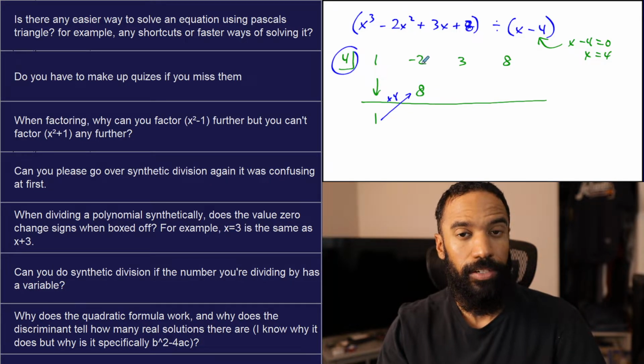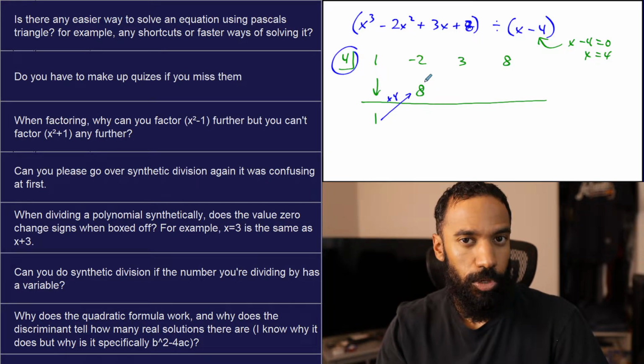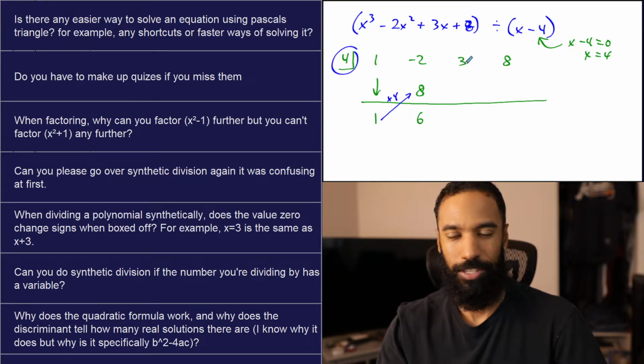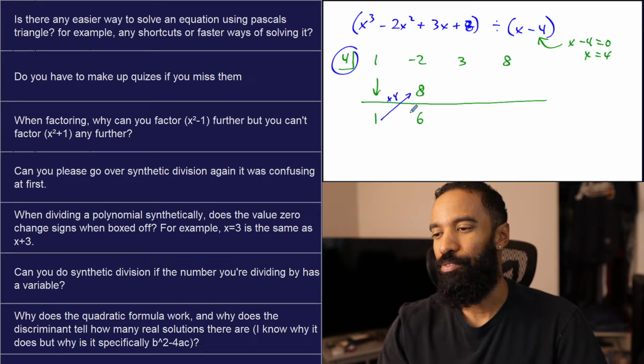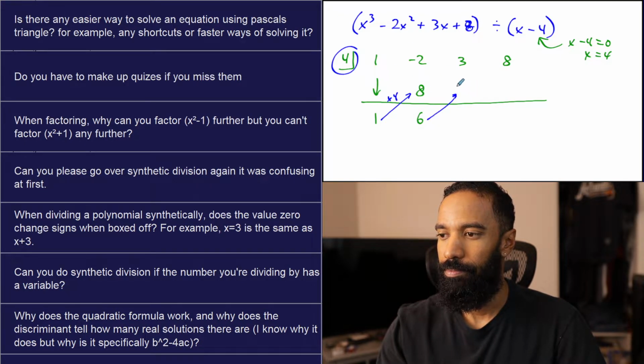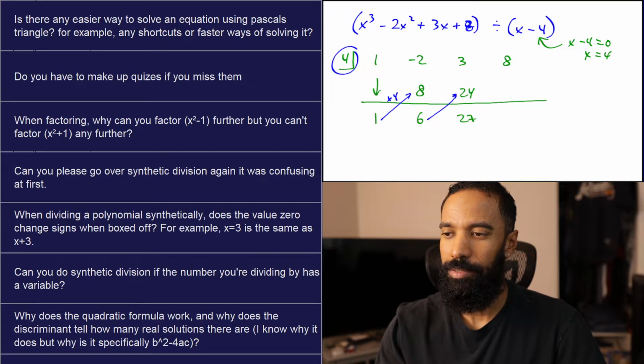We add these together. Negative 2 plus 8. Instead of subtracting a negative 8, we add a positive 8. We get a 6 there. This will have a huge remainder. Times 4. 6 times 4 is 24. So 24 goes here. 3 plus 24 is 27.